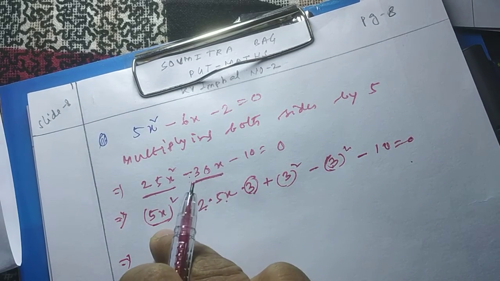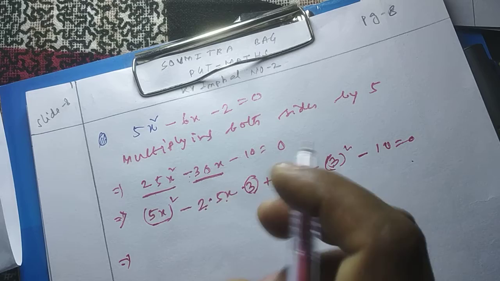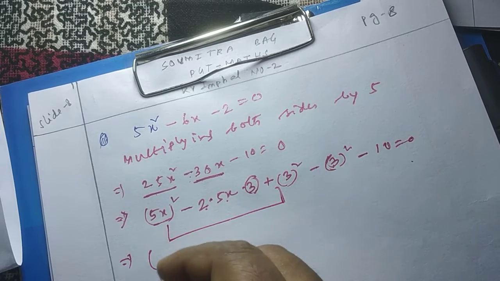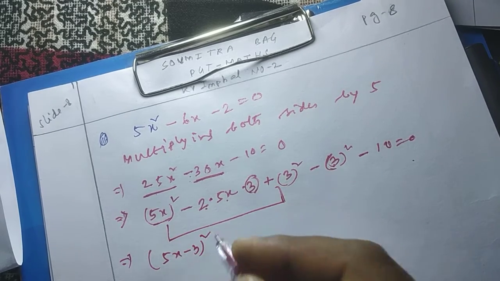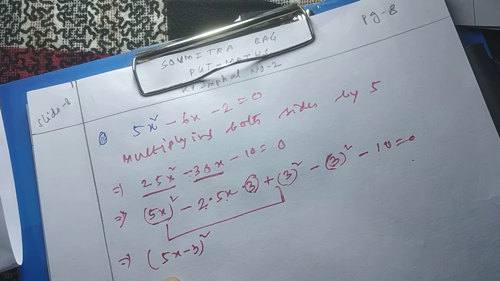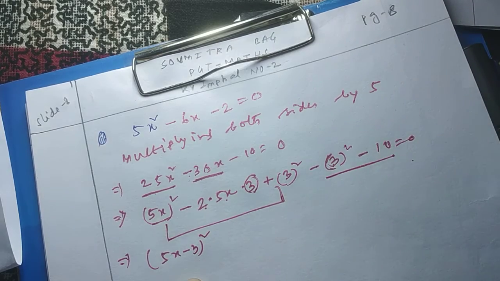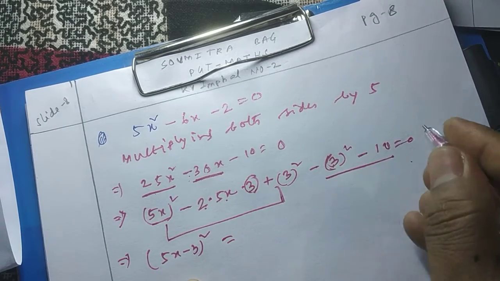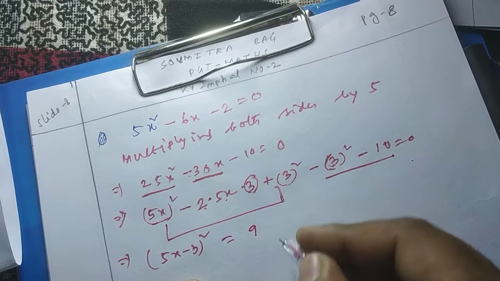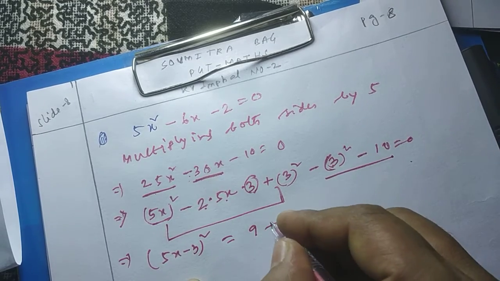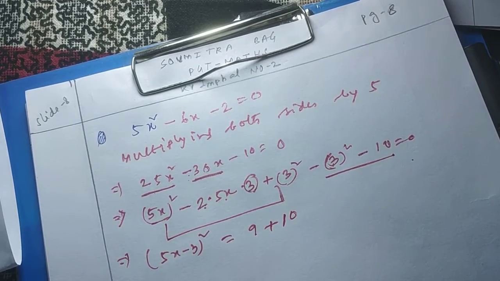Now it becomes a square minus 2ab plus b square. So here we got 5x minus 3 whole square. Therefore, my job is done. I have got the a minus b whole square formula. Now let us bring the remaining terms to the right hand side. 3 square means plus 9, and minus 10 will become plus 10 on the right hand side. Understood?